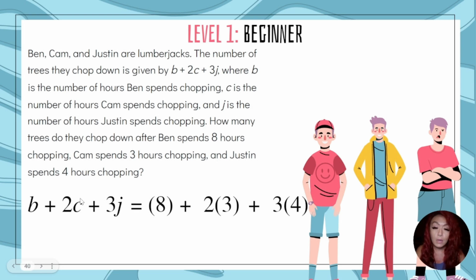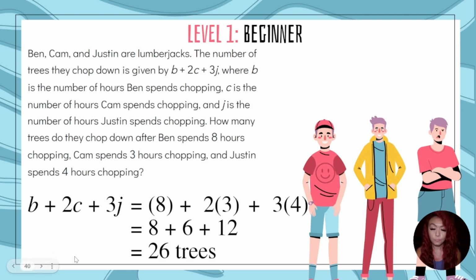So we have 8 plus 2 times 3 plus 3 times 4. If you're using a graphing calculator, you can just enter this expression in exactly like this. But feel free to solve algebraically and simplify. So we get 8 plus 6 plus 12, which gives us 26. So our answer is 26 trees.